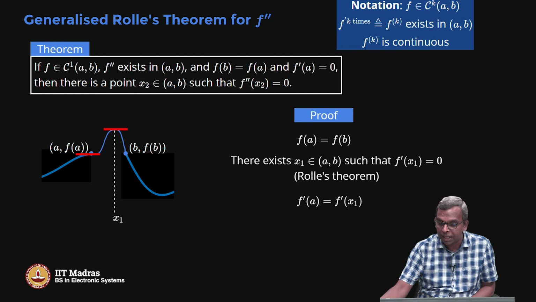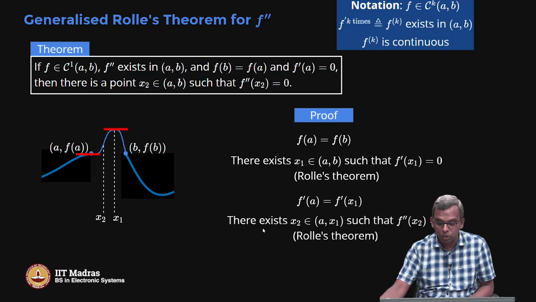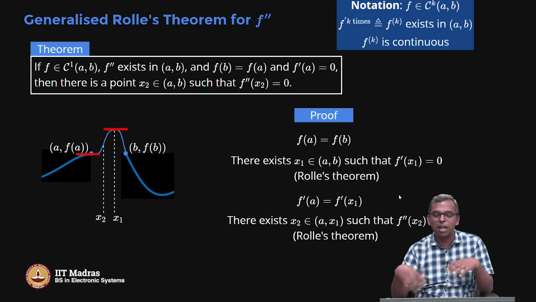Now what can I do? Whatever I did once, I can do it again, no? F prime is a function. It's equal at a and x1. So what will Rolle's theorem tell me? Rolle's theorem says there is an x2 in (a, x1) such that f double prime of x2 equals 0. What is f double prime? This is just the derivative of f prime. This is the exact same result as this. Do you see that?